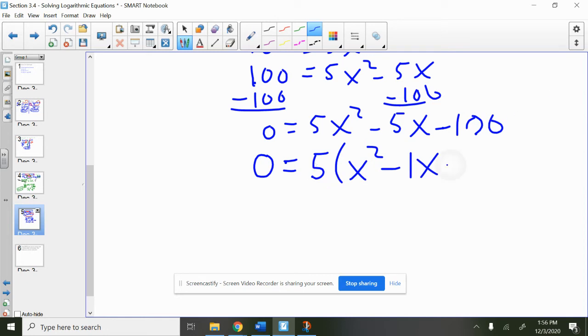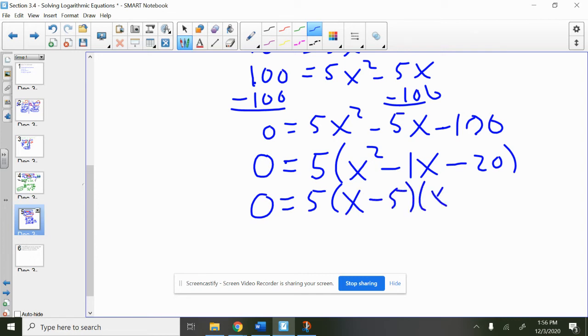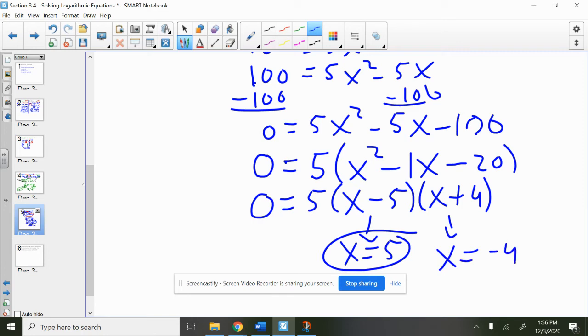Well, now I can go ahead and factor that one a lot quicker, because this is looking for two numbers that multiply to a negative 20, but add to a negative 1. Like I said, we've been doing this since day 1, so we should be really good at factoring at this point. So that would give me, in this case, x minus 5 and x plus 4. Because negative 5 times 4 gives you negative 20, but negative 5 plus 4 gives you negative 1. And then the last step, solve these. This would give you x equals 5. And then this one would give you x equals negative 4.